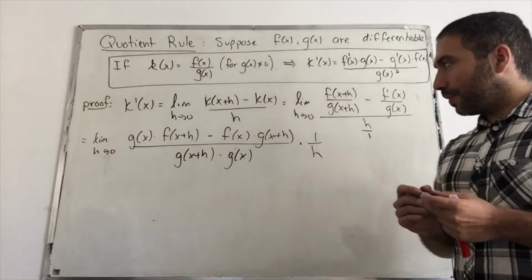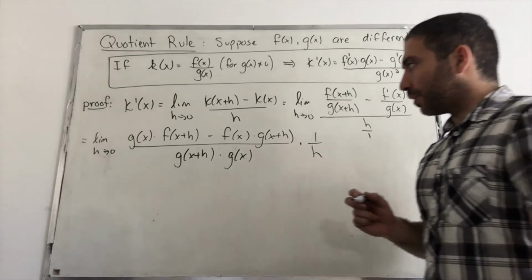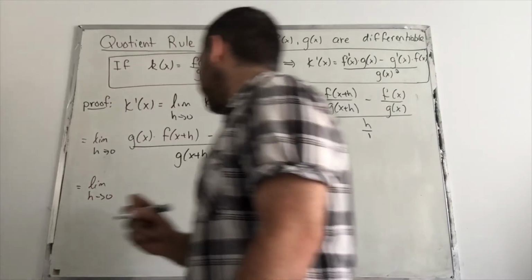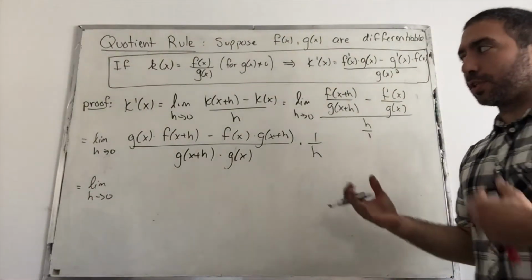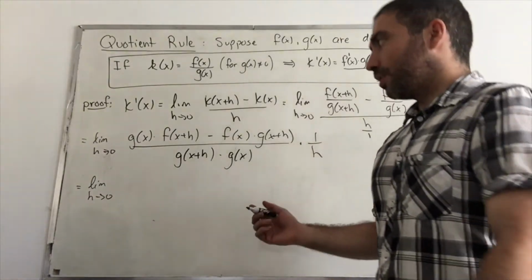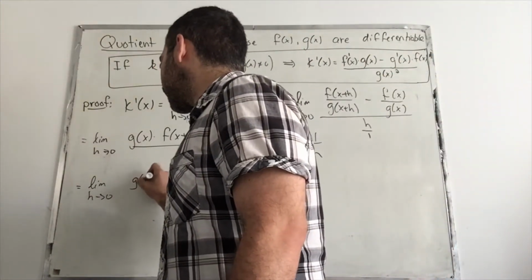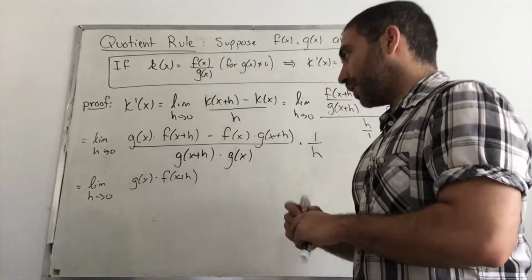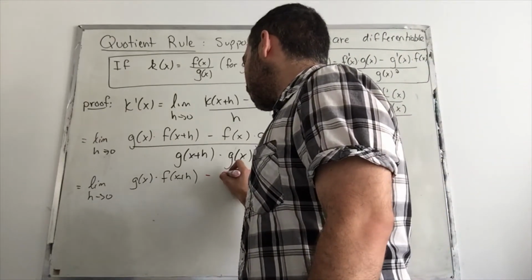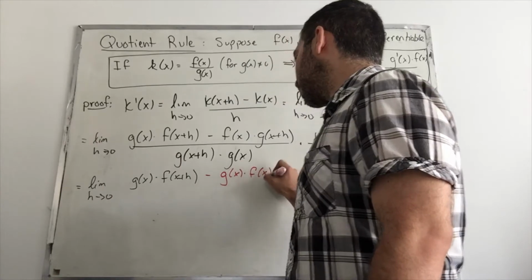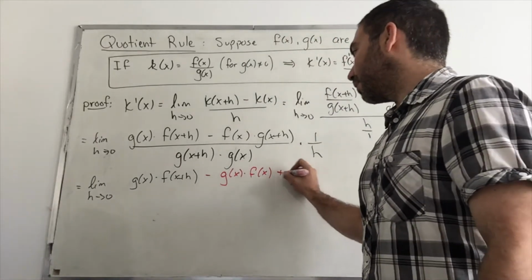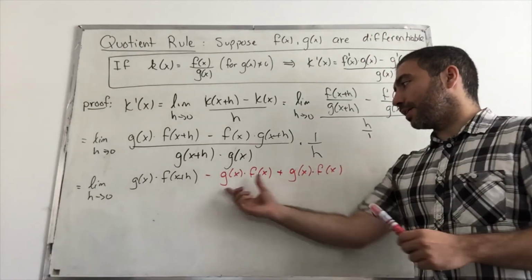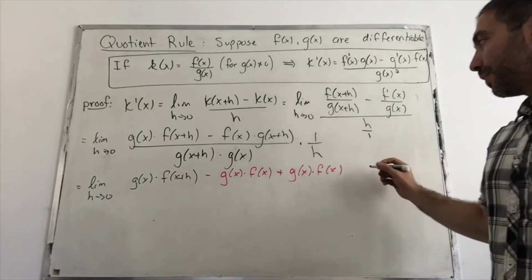Now let's keep going. We could rewrite this as limit as h goes to 0. And again, this is the part of the proof where we do something, we're not sure why we do it, it ends up working. So we're going to rewrite this as g of x times f of x plus h. And we're going to subtract g of x times f of x. But at the same time, we're going to add that guy back in, plus g of x times f of x. So again, this is adding and subtracting nothing. So this is okay. We're allowed to do this.